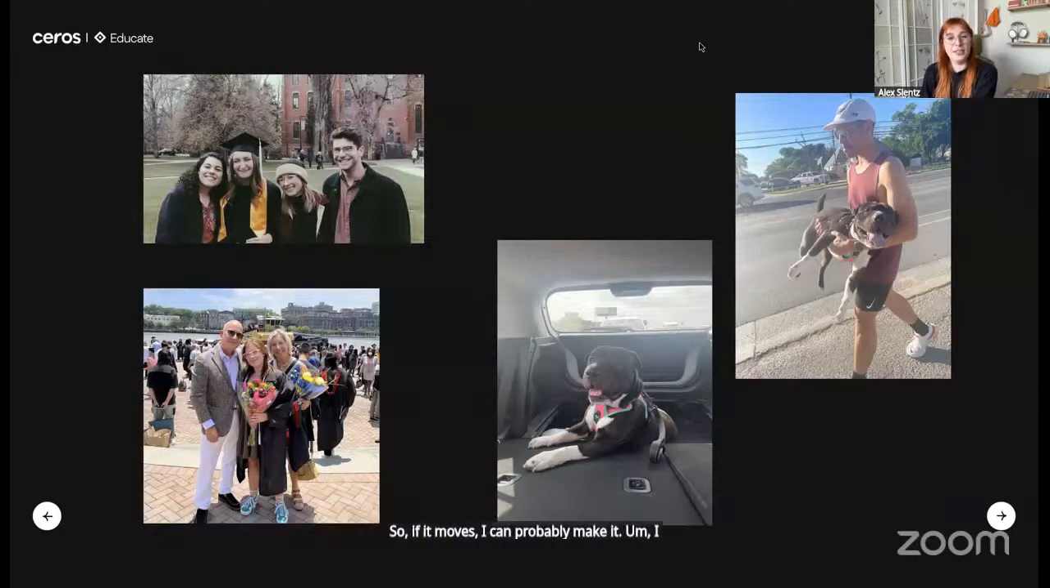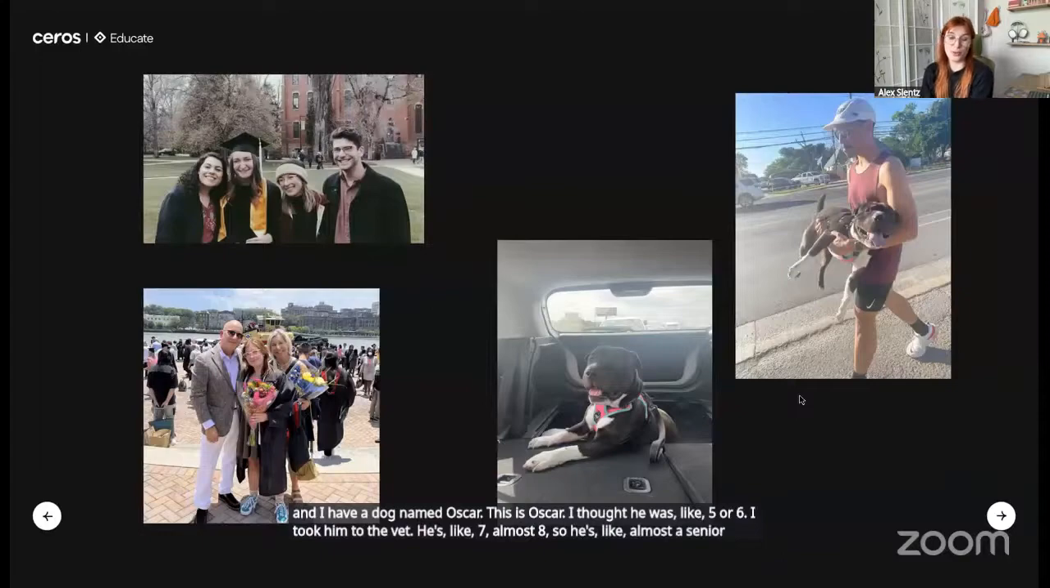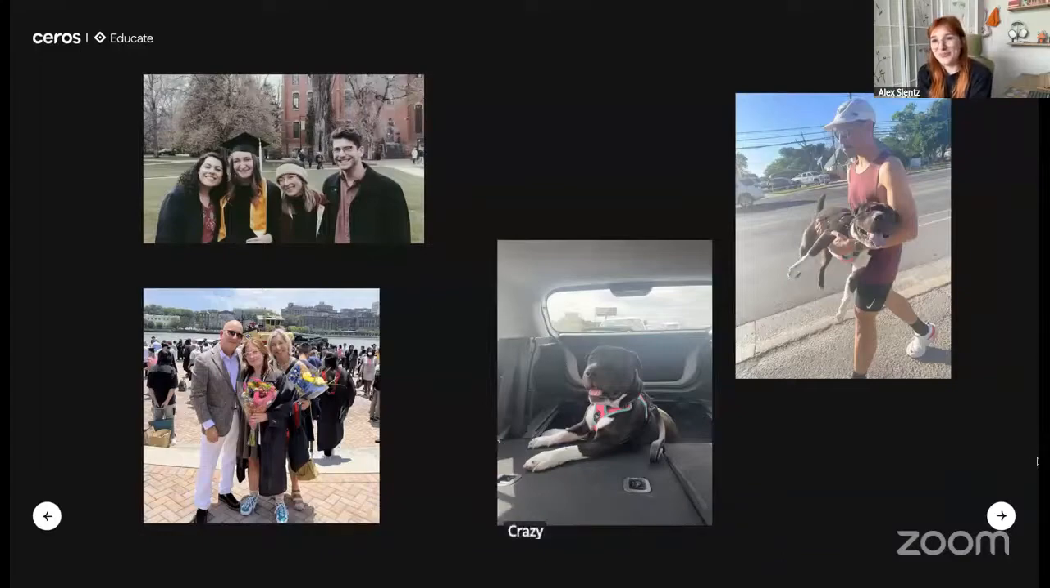I am living in Austin right now, and I have a dog named Oscar. This is Oscar. I thought he was like 5 or 6. I took him to the vet. He's like 7, almost 8. So he's almost a senior citizen, which is crazy. So that's all about me.